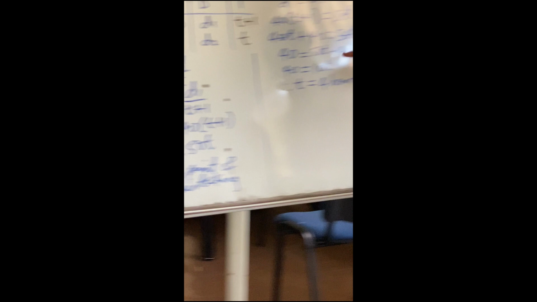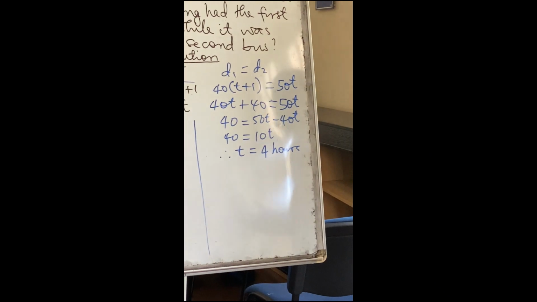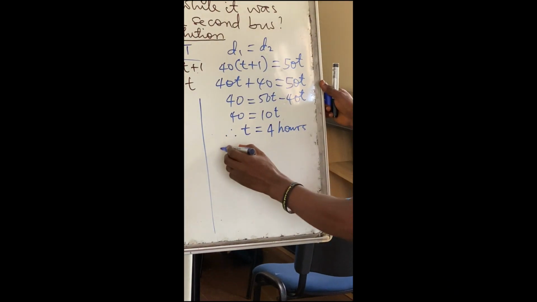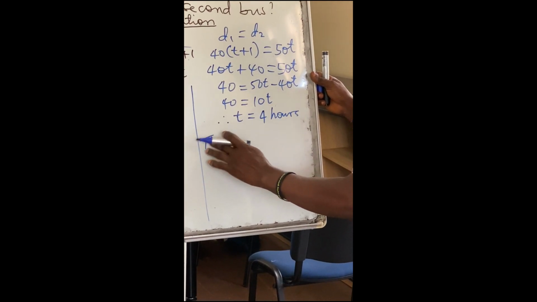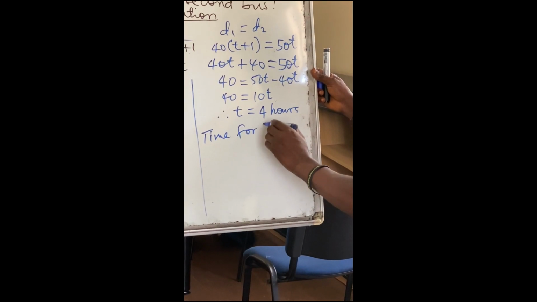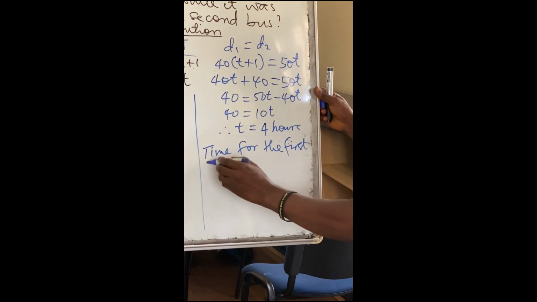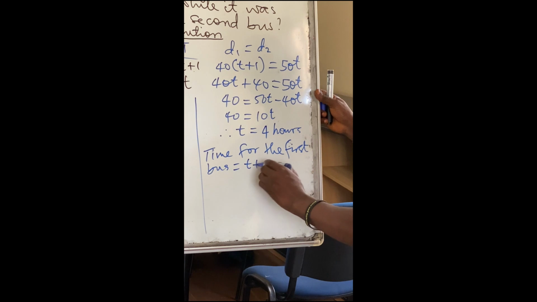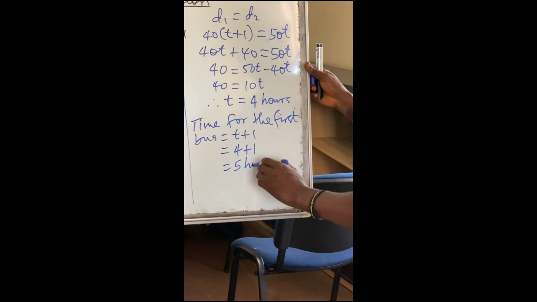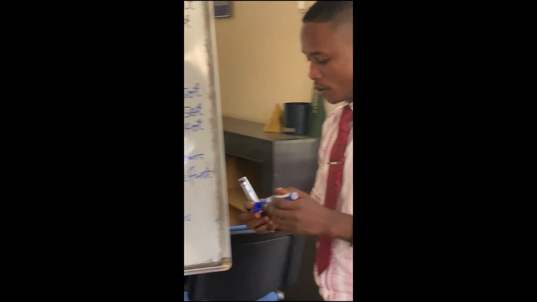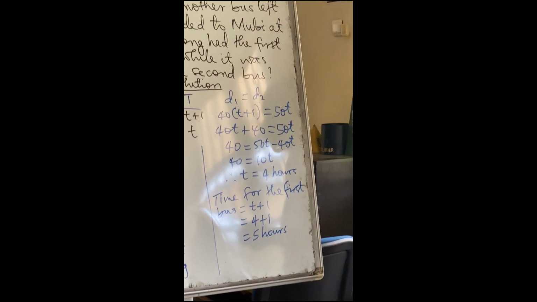This 4 hours is for the second bus, but the time for the first bus is also expressed in terms of t. So we just say the time taken by the first bus, which is what we have to find, is t plus 1, and that means 4 plus 1, and we have 5 hours. So this means at the point of overtaking, the first bus has traveled 5 hours.